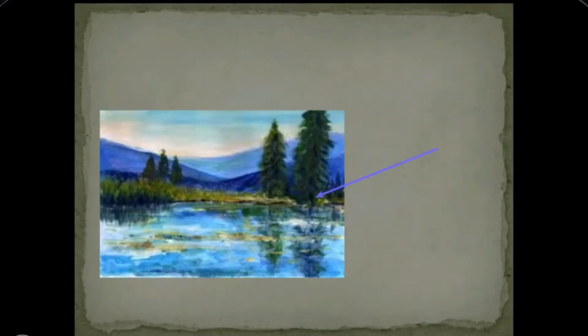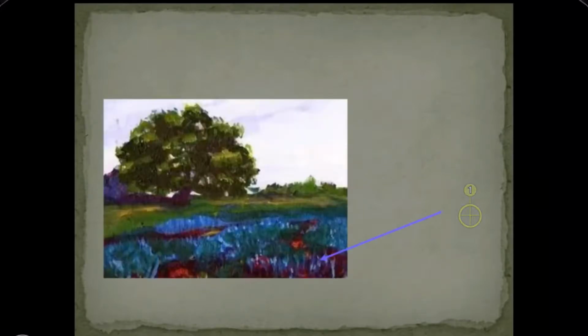What about this one? Foreground, middle ground, or background? If you answered middle ground, you are correct. The arrow is pointing to the trees. In front of the trees, there's water. Behind the trees, there's mountains. Therefore, that's what's in the middle. And one more practice. Foreground, middle ground, or background? If you answered foreground, you are correct because it is pointing to the bottom of the page, which means it is what is closest to us.